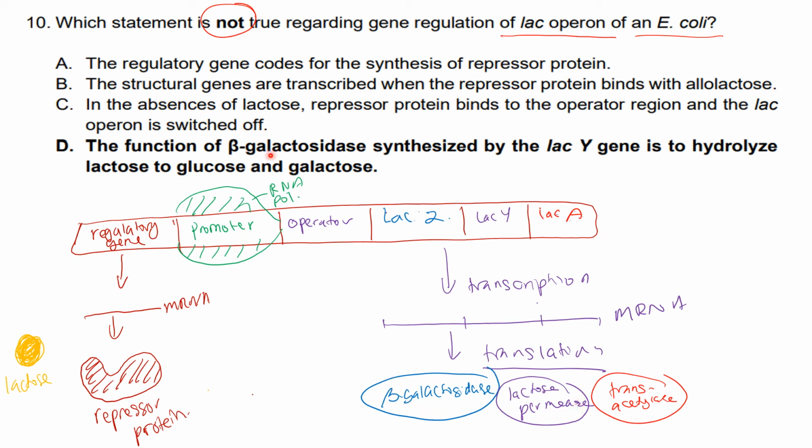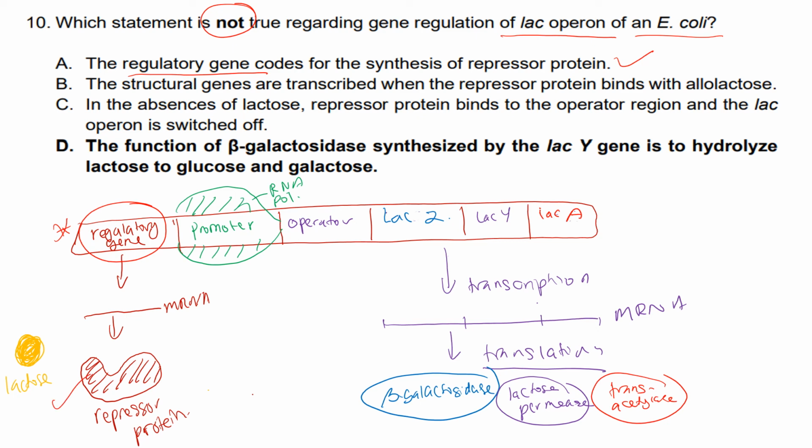So now let's look at the four possible answers. For statement A, the regulatory gene codes for the synthesis of repressor protein. So this statement is obviously correct. The regulatory gene, which is this one, codes for the synthesis of repressor protein. So A is not the answer.